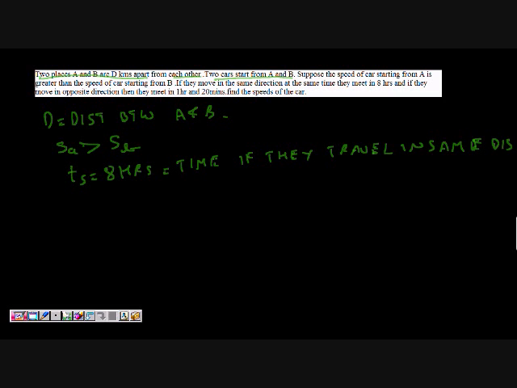And let's say T of O is the time taken for them to meet if they are traveling in the opposite direction, and this is 1 hour 20 minutes. Now 20 minutes is 1/3 of an hour, so that's 1 plus 1/3, that's 4/3 hours, which is the time if they travel in the opposite direction.